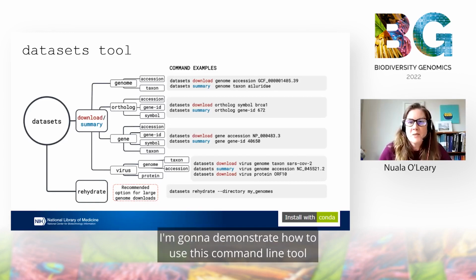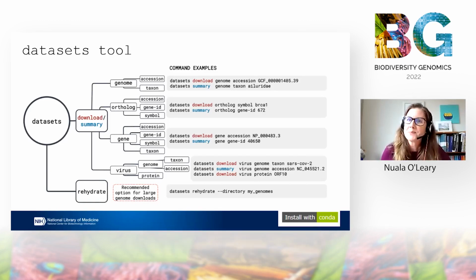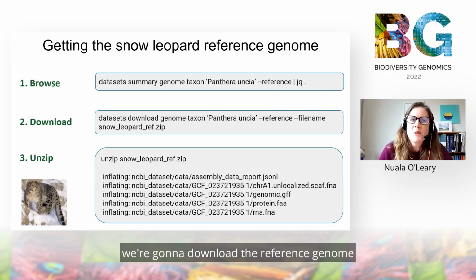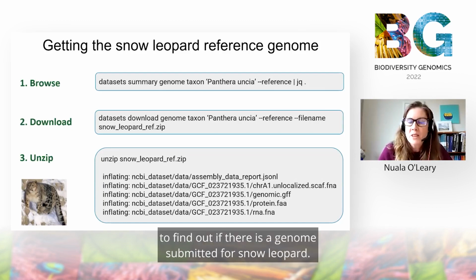So in the next few slides, I'm going to demonstrate how to use this command line tool to get a single genome or many genomes. In this example, we're going to download the reference genome for the snow leopard. The first thing we're going to do is use that summary command to find out if there is a genome submitted for snow leopard.